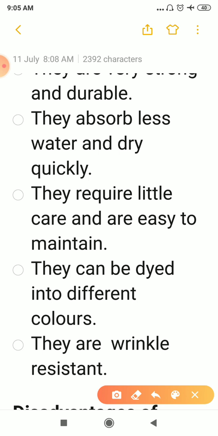The next property is they are wrinkle resistant and they require very little care and are easy to maintain as compared to natural fibers. If you take a cloth made from cotton and a cloth made from polyester, then you have to take very little care and it is easy to maintain the cloths made from polyester.